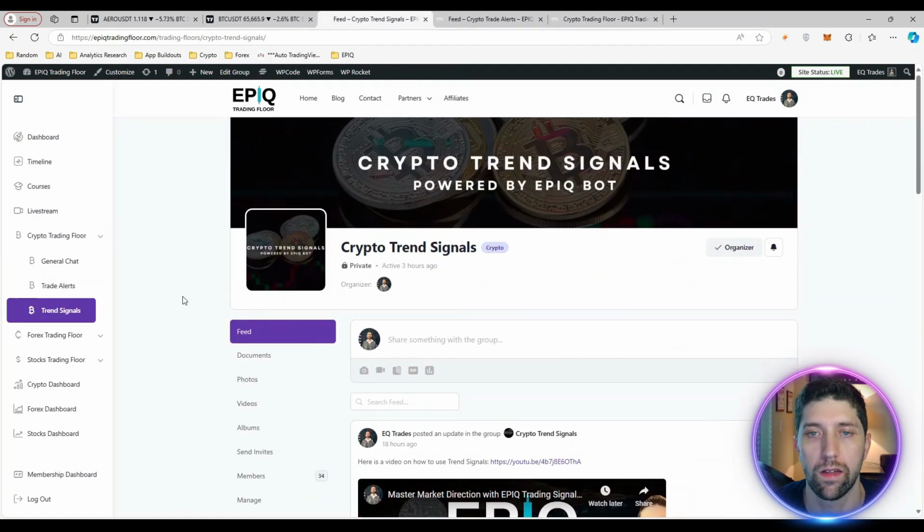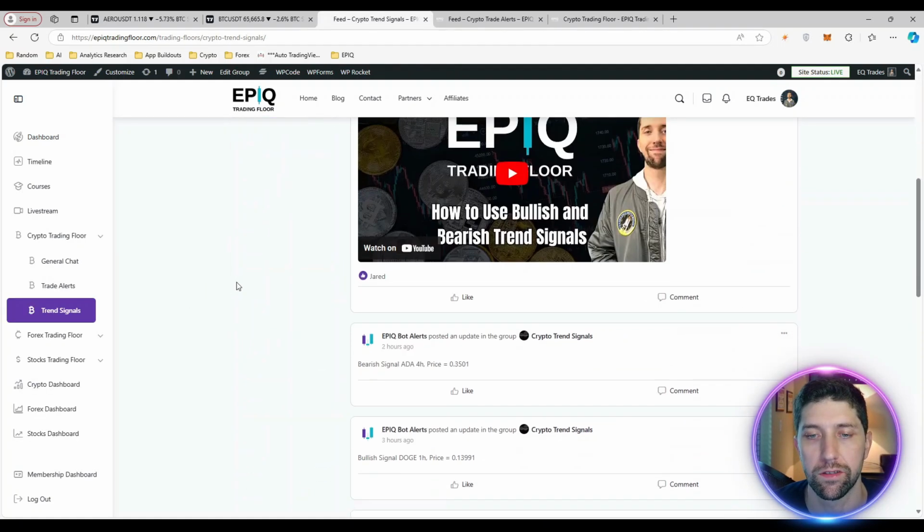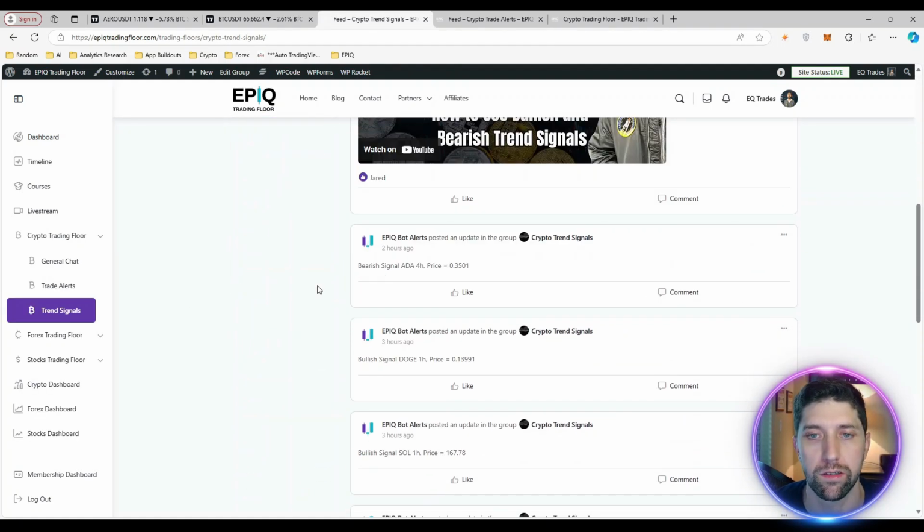Transparency is everything. And then last but not least, we have the trend signals, which are going to be bullish and bearish signals, basically giving you a nice push into what direction the market can go, and then the time frame will give you an estimate or a better look into how long the trend could last.